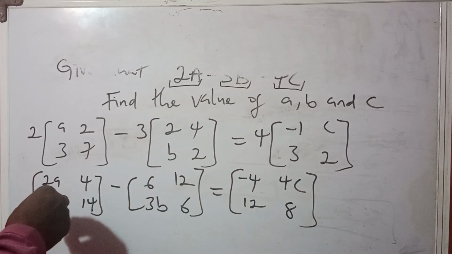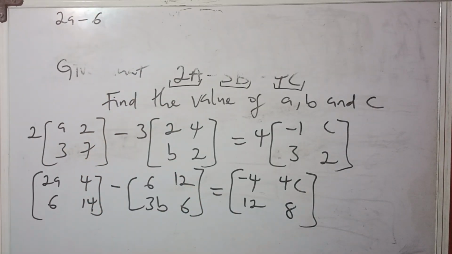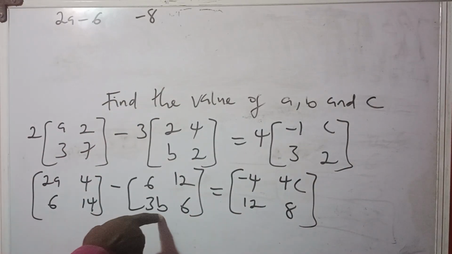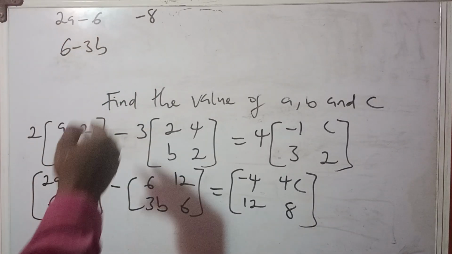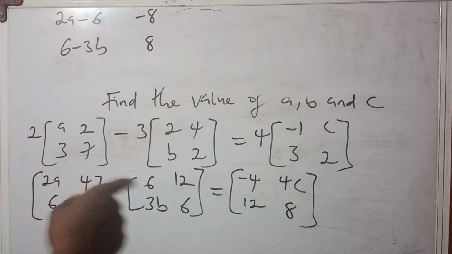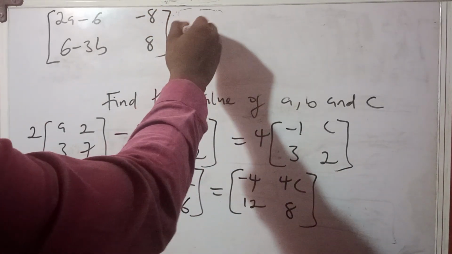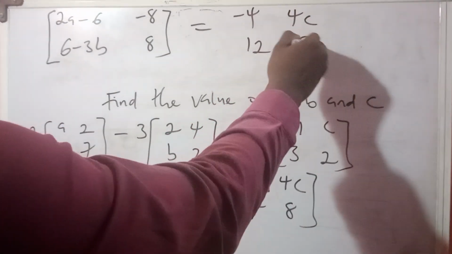Now what we have as the resultant of this is 2A minus 6 as the first element there, row 1, column 1. And we have 4 minus 12, which is minus 8. That will give us our row 1, column 2. Then we have 6 minus 3B, that's row 2, column 1. And then we have 14 minus 6, which is 8. That's row 2, column 2. So this is the resultant of our matrix subtraction, and this is equals to minus 4, 4C, 12, and 8.